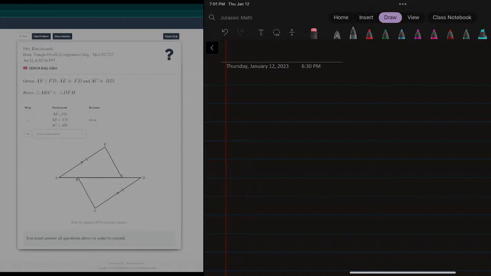It is two triangles, and we need to prove that triangle AEC is congruent to triangle DFB. So the first thing I'm going to do, like always, is I'm going to just draw the picture.